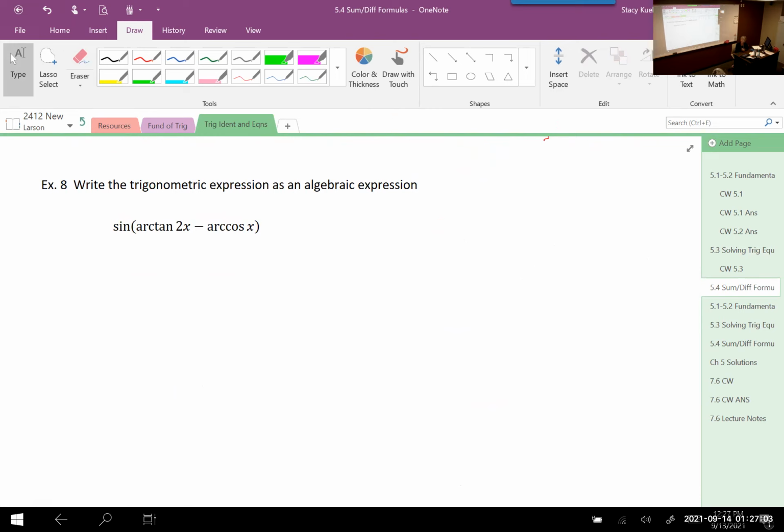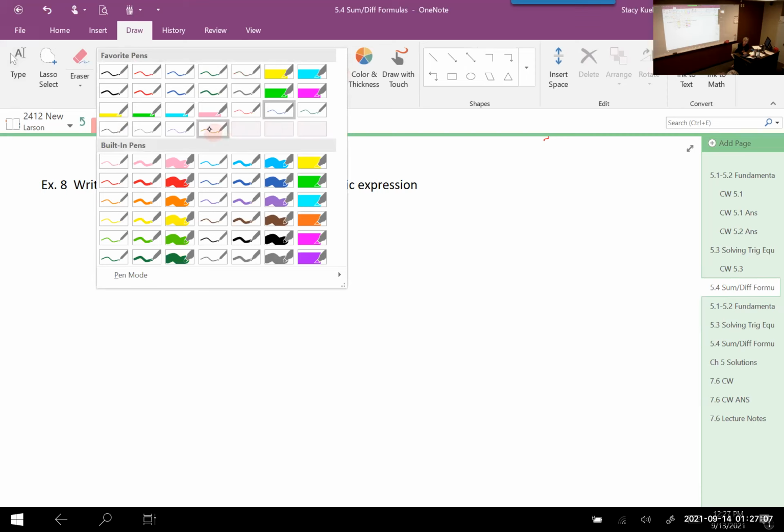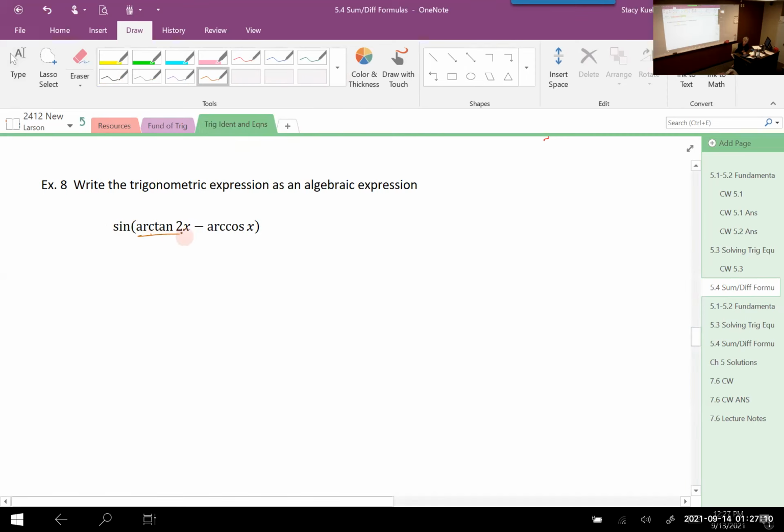But I've got the sine of, remember that when we take the inverse, that's an angle, right? The inverse function is an angle. So the arctan of 2x is some angle. Arc cosine of x is just another angle, right? So I'm looking now at the sine of these two angles that I'm subtracting here. So we're going to apply our difference identity for sine.